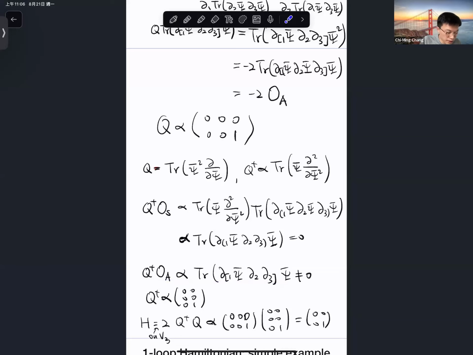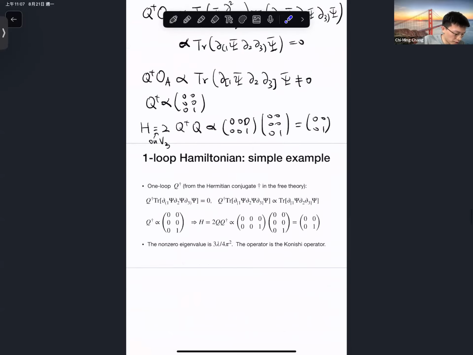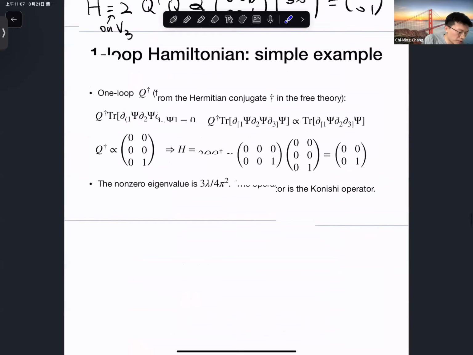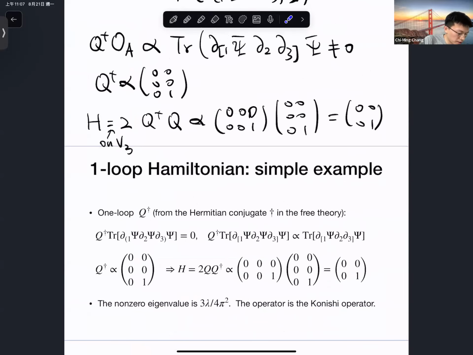So basically, in this case, I get this Hamiltonian and it's already diagonal. So on V3 there is a BPS operator and there is a non-BPS operator. And if we keep track of the coefficient, we have also computed the anomalous dimension of that non-BPS operator. That particular non-BPS operator is actually the Konishi operator. Good. So I've shown you at least roughly how we do the computation in this very simple example.